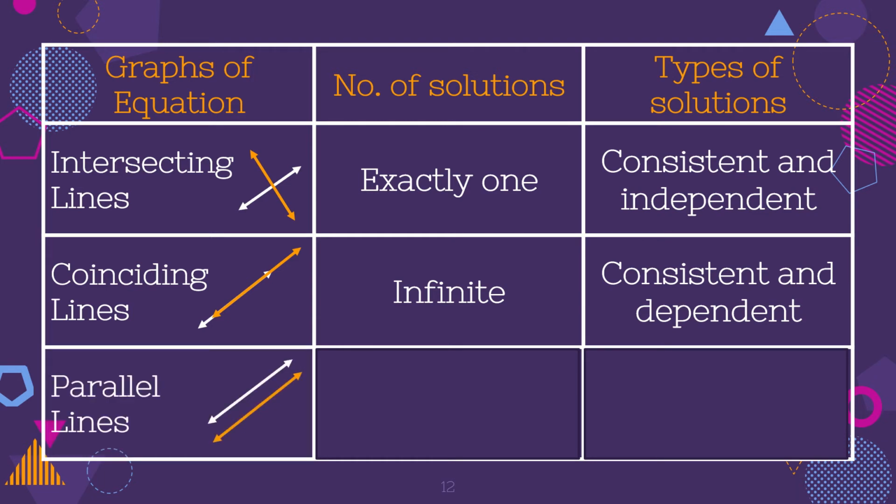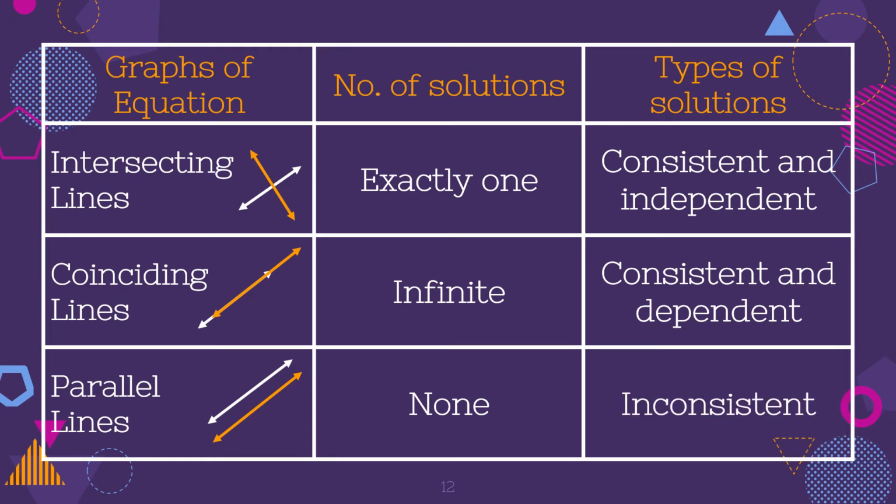Lastly, if we have parallel lines, obviously, there is no point of intersection. Therefore, the number of solution is none. And the type of solution is inconsistent. Again, the graphs of equations are the following: intersecting lines, coinciding lines, and parallel lines.